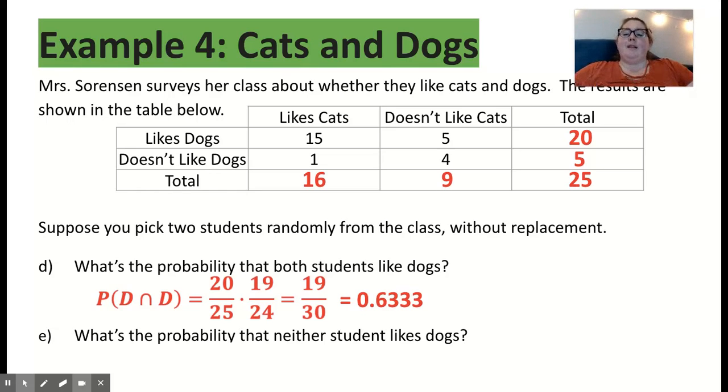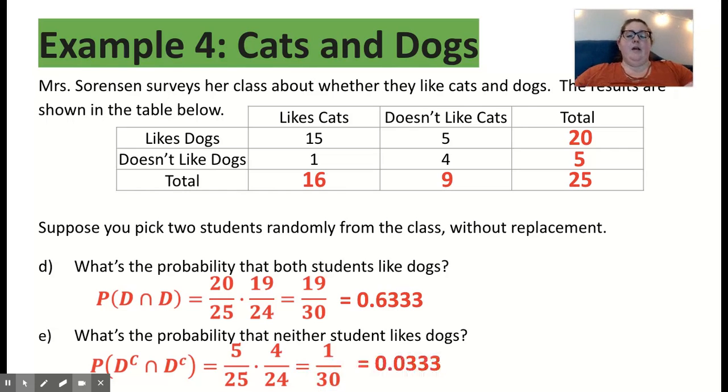Part E, what's the probability that neither student likes dogs? So doesn't like dogs and doesn't like dogs. Same idea, just different numbers. First time I pick a student, there are 5 who don't like dogs out of 25 total. And then the second time I pick a student, there are now only 4 who don't like dogs out of 24 total. So again, 5 times 4, 25 times 24 would be 20 out of 600, which reduces to 1/30. When we divide that, we get 0.0333. But if we just divided 20 by 600, we would still get the 0.0333.